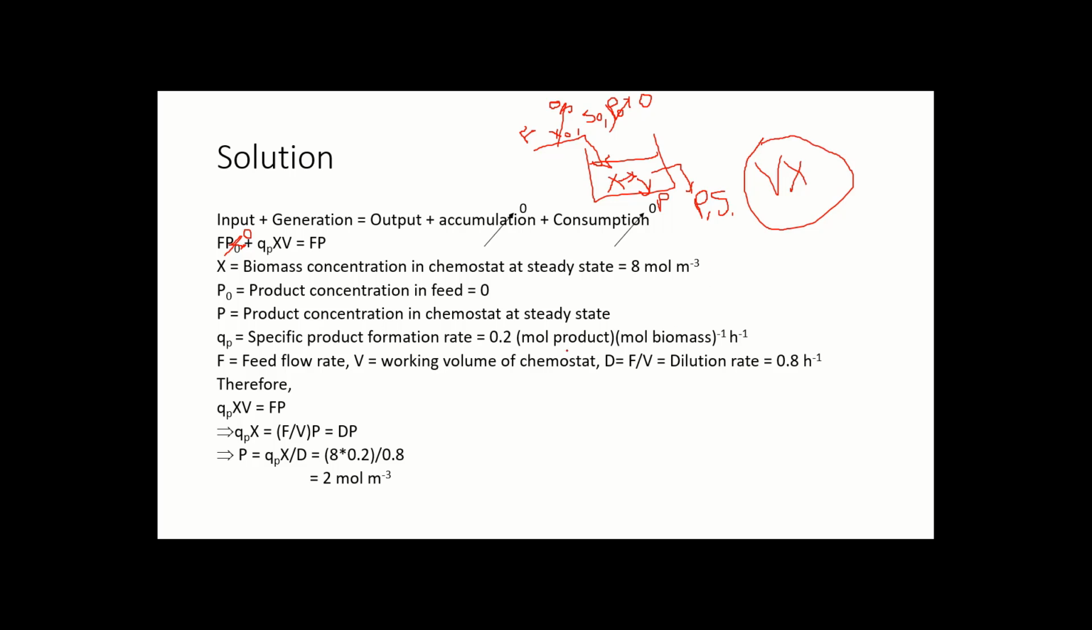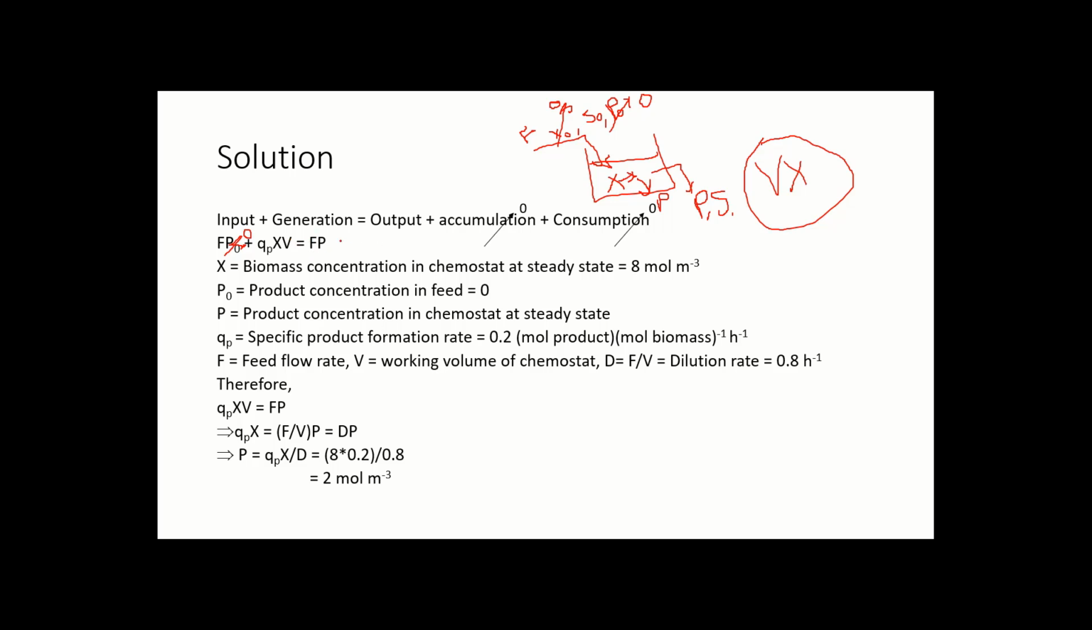So if 1 mole of biomass can produce QP mole of product per hour, then Vx mole of biomass will produce QP into Vx mole of product per hour. Again, 1 mole of biomass can produce QP mole of product in 1 hour. So Vx mole of biomass, because X is the concentration and V is the volume, so the mole is Vx, will produce QP into Vx mole of product per hour, right? Which will be equal to Fp.